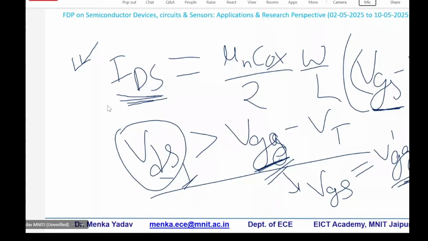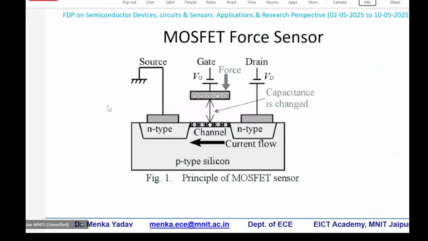No questions. Okay. So let me take the next one, the force sensor. So MOSFET force sensor. What is force?